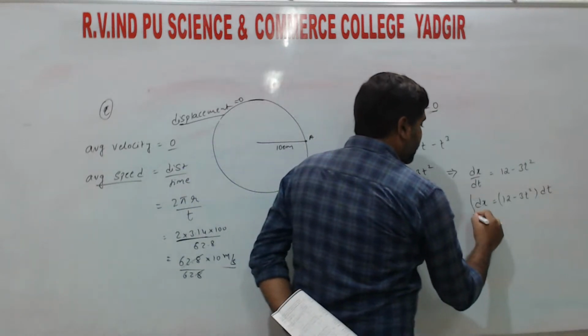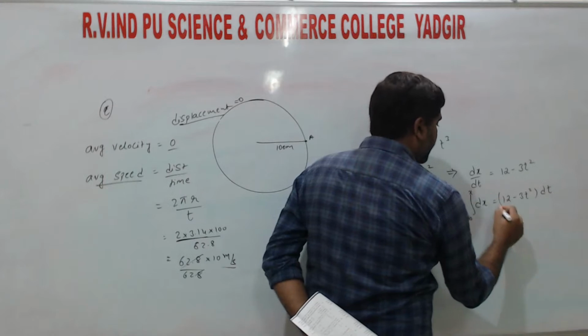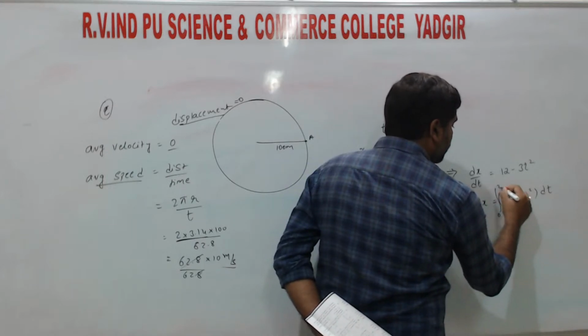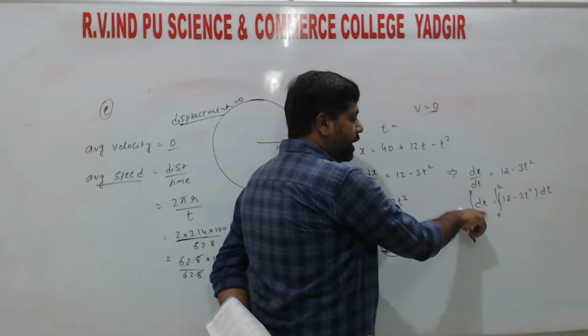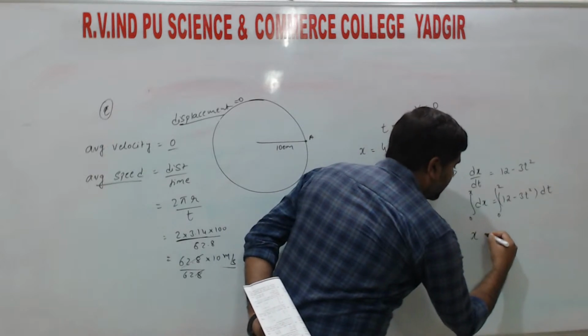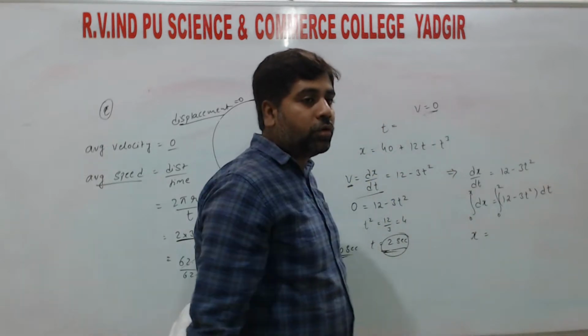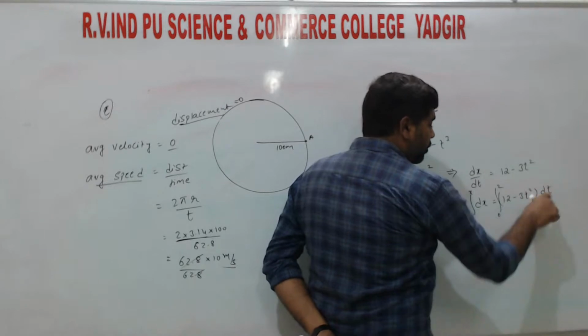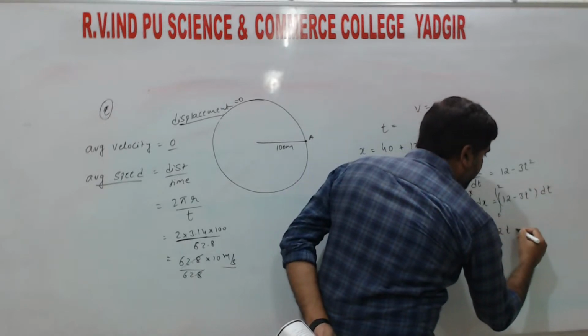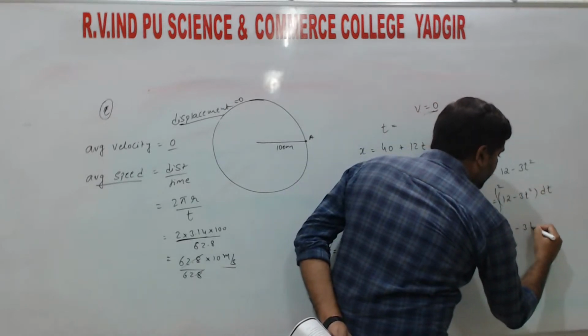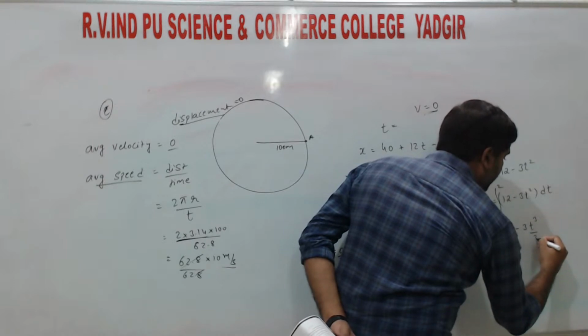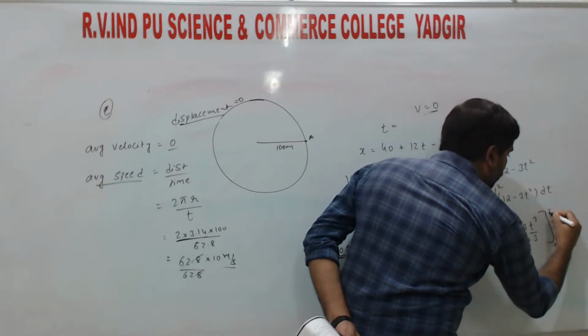So if we integrate from 0 to x, here it is 0 to 2. Integration of dx gives x, that is equal to integration of 12 dt, which gives 12 into t, minus 3 t cube divided by 3, with limits from 0 to 2.